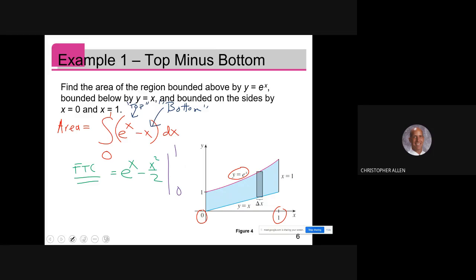Now, guys, I'm going to finish this out, but I hope you can appreciate this hasn't been that difficult, has it? So let's go ahead and finish it out. So this is going to be e to the 1 minus 1 squared over 2. That's the first part. You got to plug in the 1. Minus, and now what do I got to plug in? The 0, right? So now I've got to do e to the 0 minus 0 squared over 2.